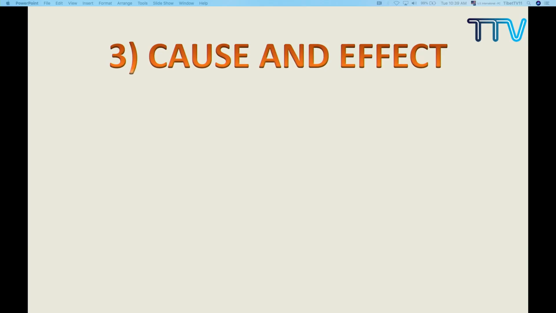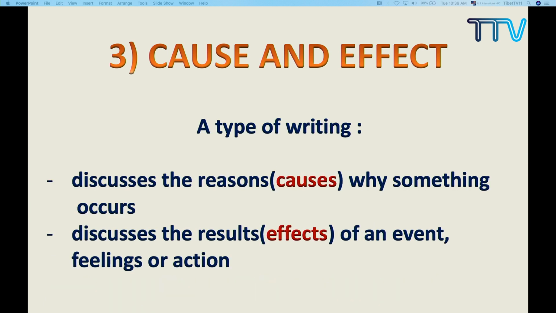Cause and effect. What type of writing is this? Cause and effect is a type of writing which discusses the reasons, in other terms the causes, why something occurs. For example, I've given you PUBG. Why do people play PUBG? There are so many reasons. And the second thing, it discusses the effects, not just the causes. It also discusses the result or the effect, even a feeling or an action. This is what cause and effect is all about.